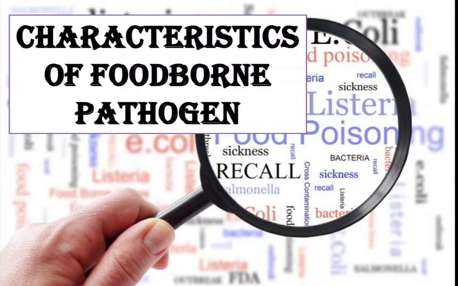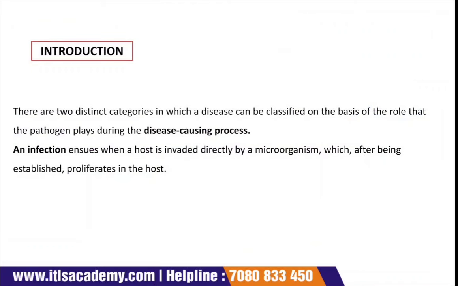So today in this lecture we are going to understand the characteristics of foodborne pathogens. In the previous lecture we discussed the characteristics of biological hazards, and in today's lecture we will see what the foodborne pathogens are, what their characteristics are, how they cause foodborne illness, what the symptoms are, what the preventive measures are, and what diagnostic test you can take to test for a particular disease. So in this particular lecture we are going to understand that part.